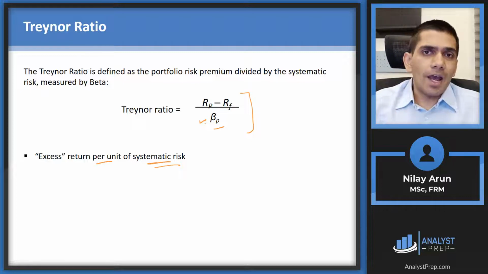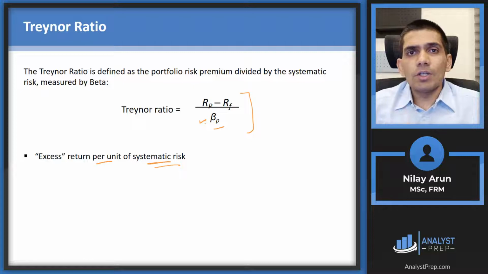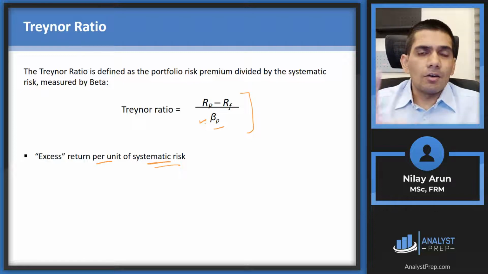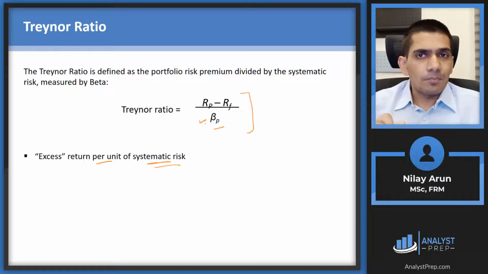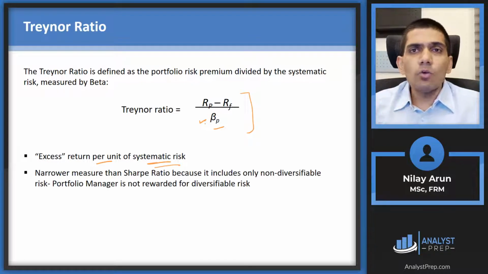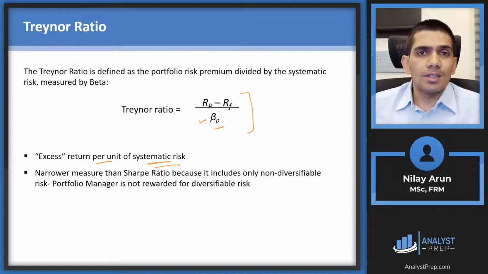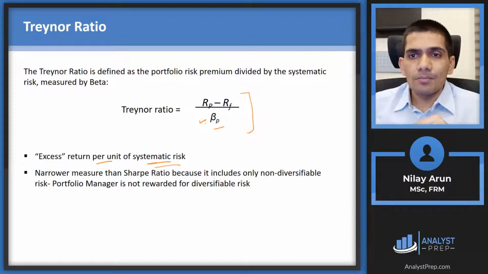So the part which you should actually get rewarded for is the part which you cannot get rid of, which is the market risk or the systematic risk. So that is where the Treynor ratio comes in: you're not getting rewarded for the entire risk which you're carrying. You're only getting rewarded for the market risk, or the undiversifiable systematic risk part of the risk. So that is why this is a narrower measure compared to the Sharpe ratio, because the Sharpe ratio was looking at the total risk, whereas the Treynor ratio is only looking at the systematic risk. So it is narrower as far as the scope is concerned.